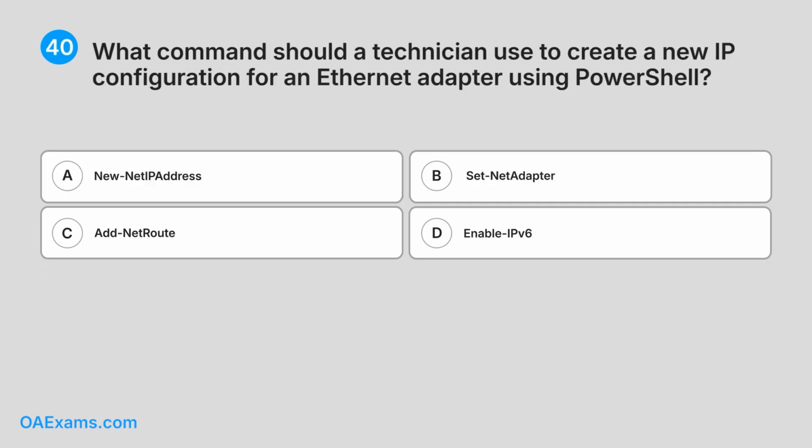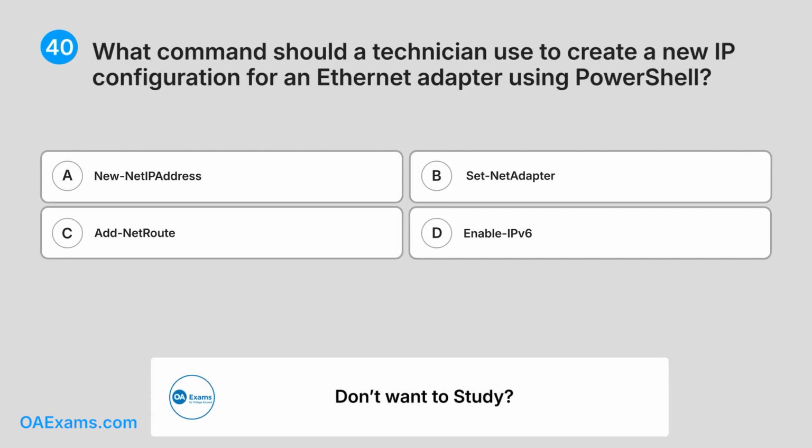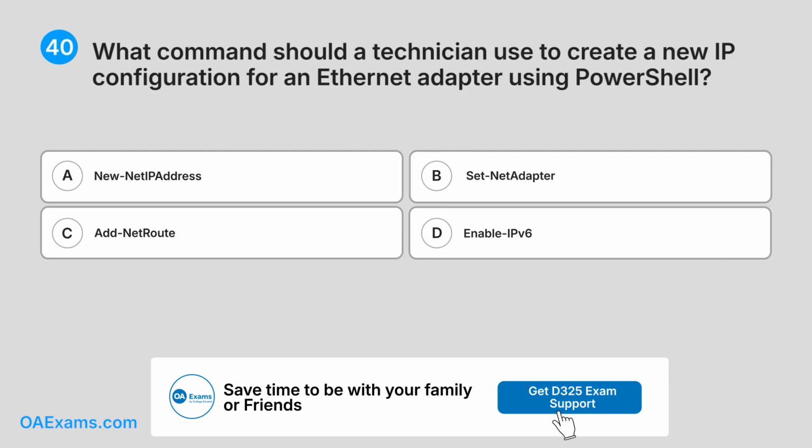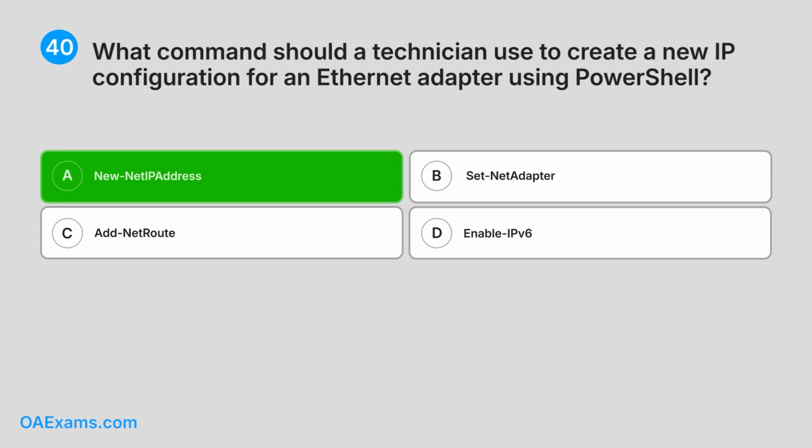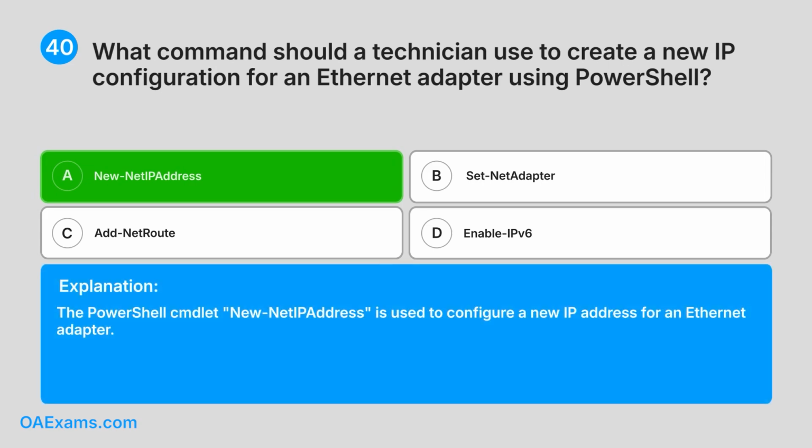40. What command should a technician use to create a new IP configuration for an Ethernet adapter using PowerShell? A. New-NetIPAddress. B. Set-NetAdapter. C. Add-NetRoute. D. Enable-IPv6. Can you guess the answer? Correct answer: A. New-NetIPAddress. Explanation: The PowerShell cmdlet New-NetIPAddress is used to configure a new IP address for an Ethernet adapter.